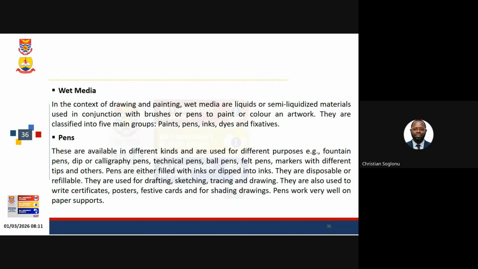So our markers normally also have spirit in them, but when it becomes dry, we add water to our markers so we can easily write with our markers on our whiteboards and so on and so forth. So those are also wet media.